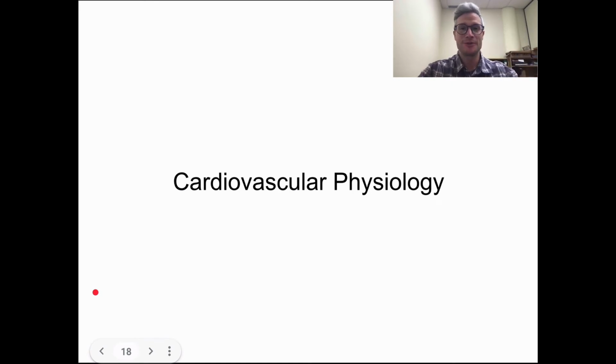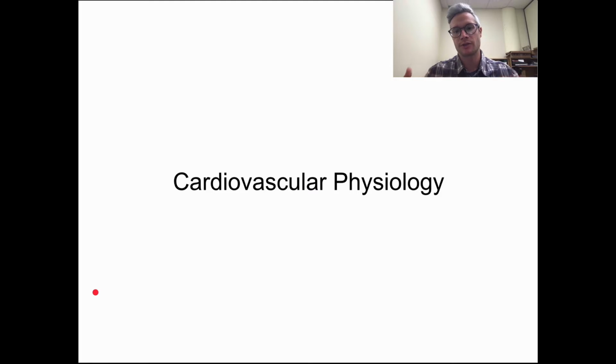Hey everyone, welcome to the Cardiovascular Physiology lecture for our exercise phys class. We've already covered the anatomy and a little bit of how things work anatomically and the structures involved with the cardiovascular system. Now we're going to shift gears and look at how those structures help our cardiovascular system function.